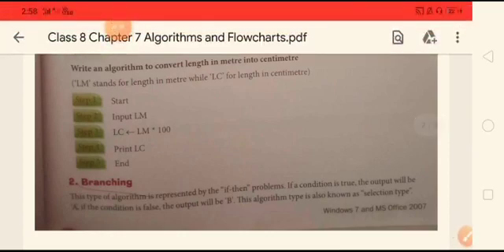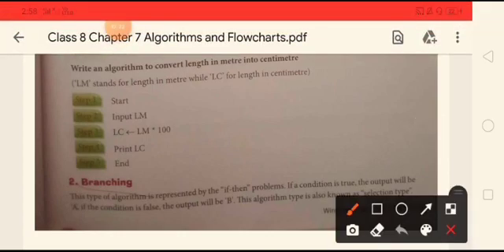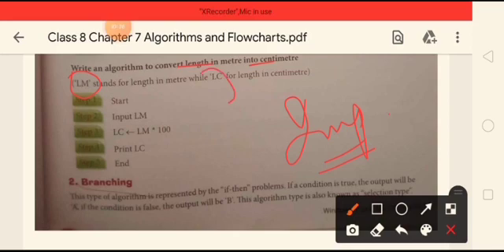Now, there is one more example. Write an algorithm to convert length in meter into centimeter. This is important. You have to learn this algorithm. LM यहाँ पर क्या हमारा है, हमारा LM है length in meter और LC है length in centimeter. We have to convert the length of meter into centimeter.